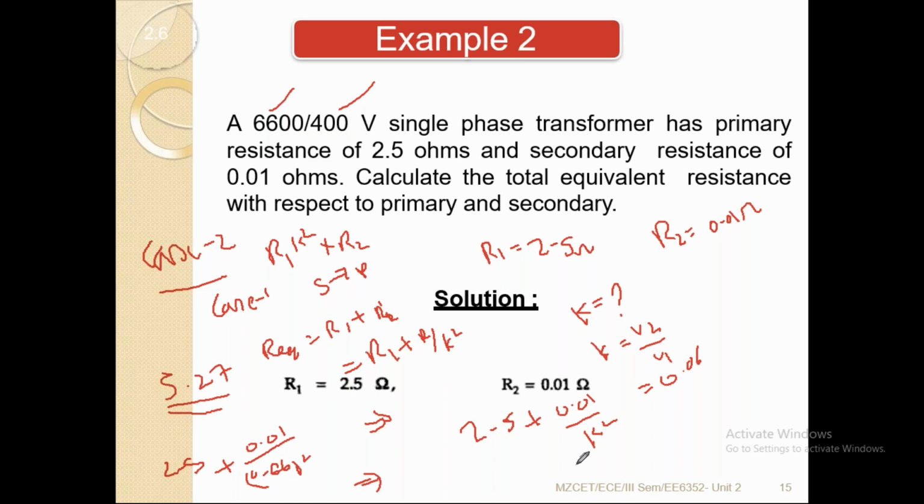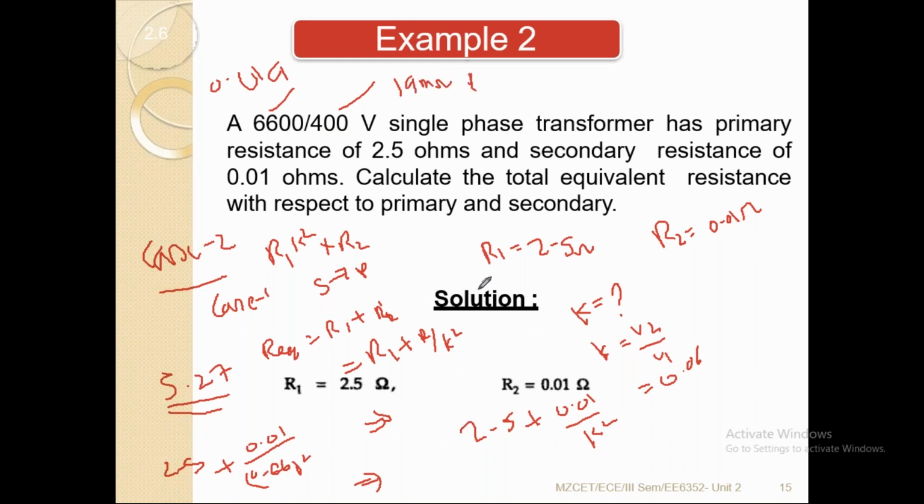What is the equivalent resistance for case 2? R1 K square plus R2. So for case 2, the value of resistance is 0.019. So you can represent 19 milliohms.